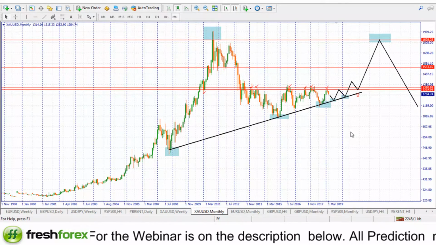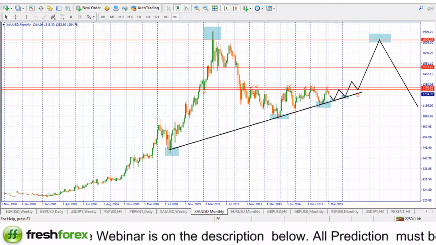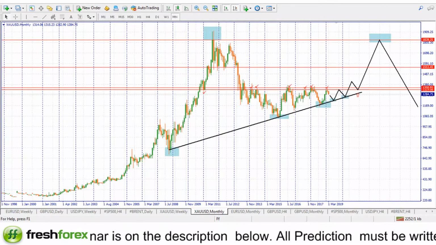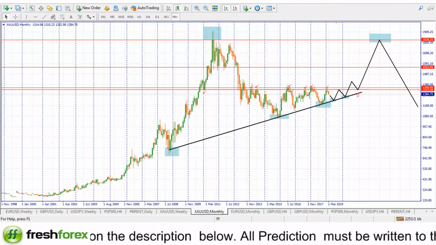I hope that makes sense. So that should bring us to the end of today's overview. We've looked at all the symbols we wanted to look at.